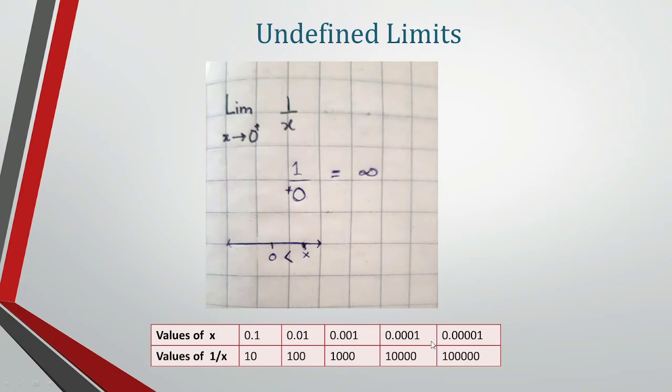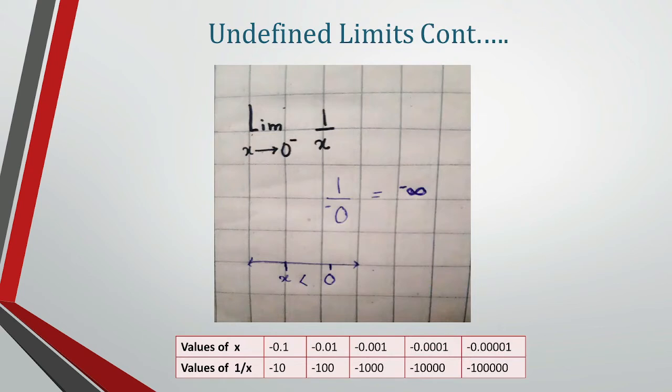You can see x is getting smaller and smaller but always positive, so 1 over x is getting larger and larger. As x is shrinking to 0 from the positive side, 1 upon x blows up to infinity. So this limit does not exist, it is undefined, but very specifically by blowing up to positive infinity. So we simply write the limit is equal to positive infinity.